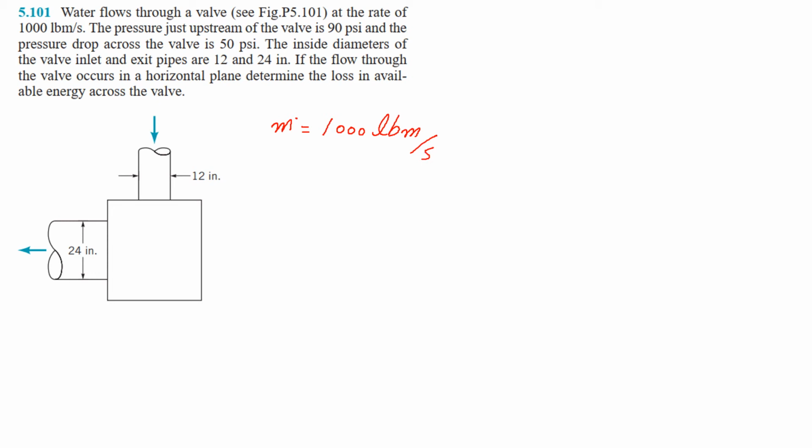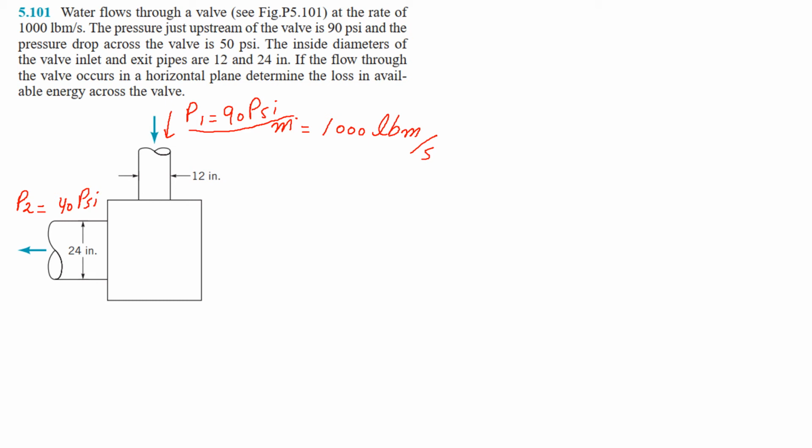The pressure just upstream of the valve is 90 psi, pound per square inch, and the pressure drop across the valve is 50 psi. So at the upstream, P1 is equal to 90 pound per square inch. This is the pressure here, and then the pressure drops by 50 psi when it flows across this valve. So P2 will be 40 psi, because the pressure drops 50 psi when it passes through that valve.